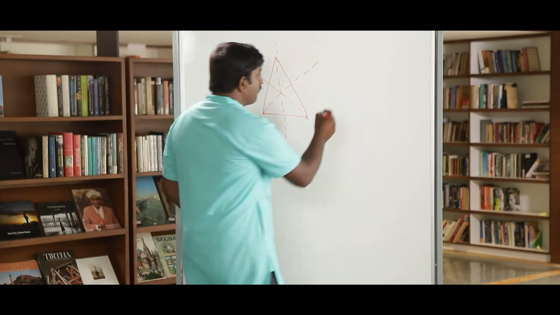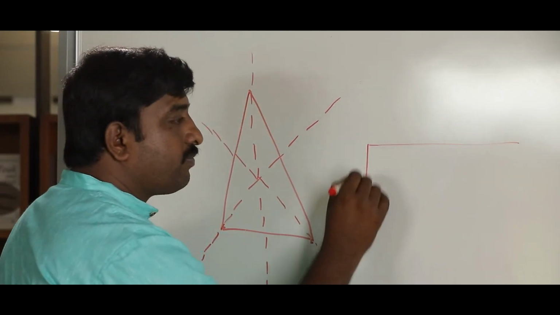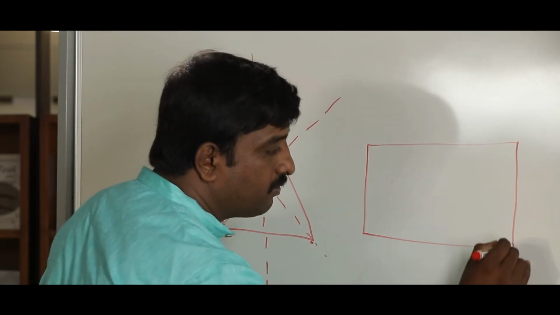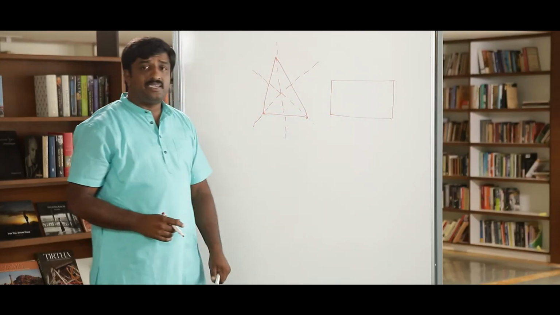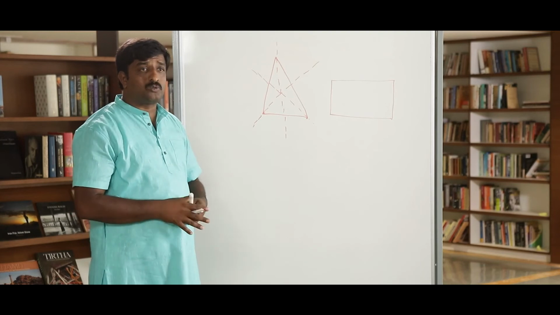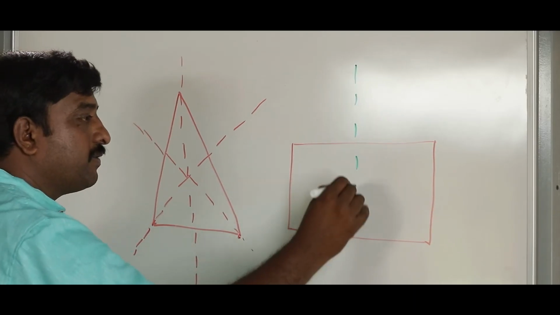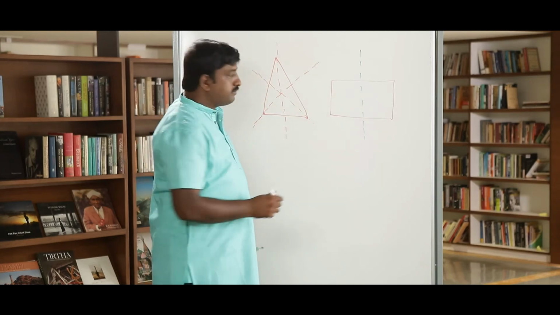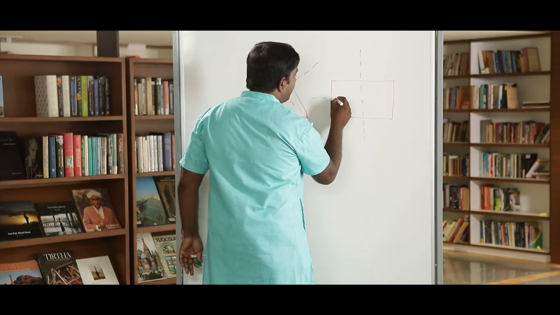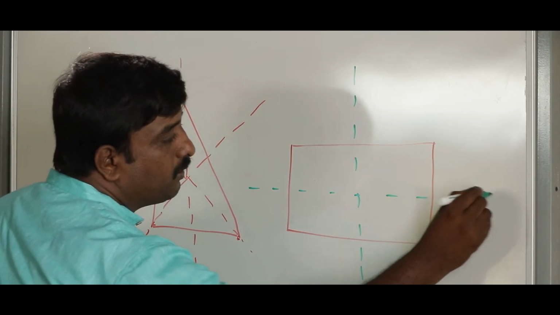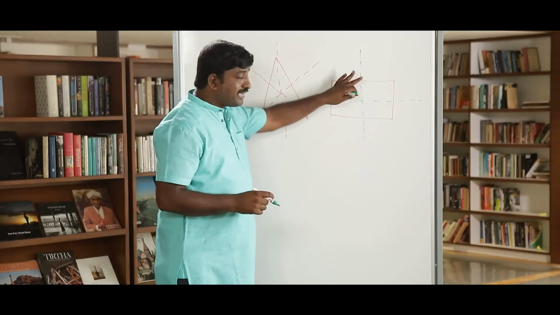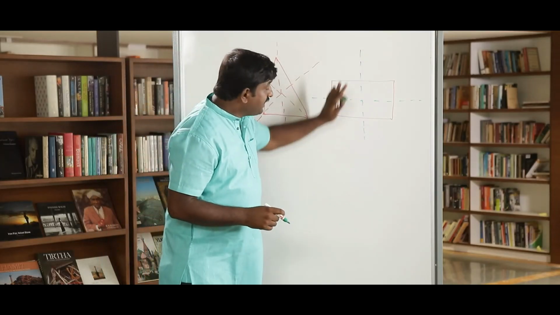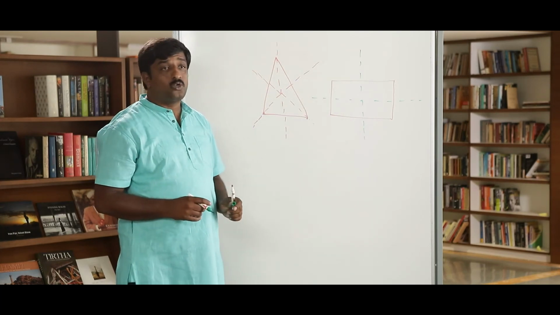If so, in this shape, how many axes of symmetry can we see? Vertically, they are similar, and horizontally also, they are similar. In this shape, we see two axes of symmetries.